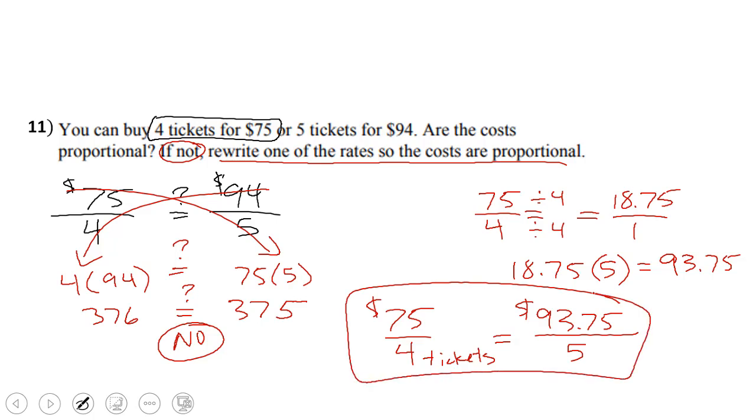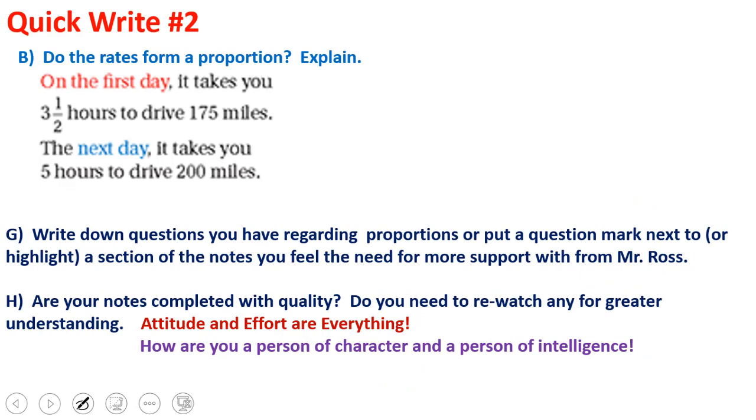Voila. Ladies and gentlemen, we have our last quick write of the night. Yes, there's only 2 videos tonight. The quick write says, do the rates form a proportion and explain. So you're going to want to pause this so you can read that and write your proportion to find out, by doing the math with the cross products, if they are proportional or not. While you're copying that down, if you have any questions regarding proportions, highlight or mark them down some way so you can come to class and ask me questions.